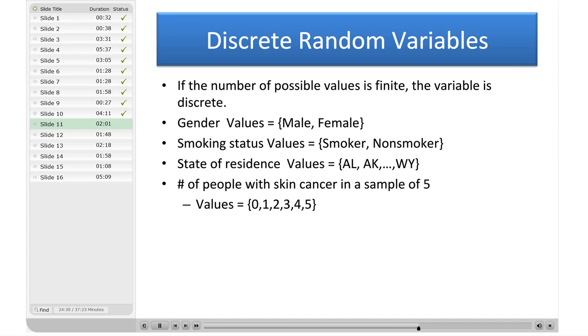You can also have discrete random variables that are actually equal to numbers. So like if you take a sample of size 5, so you randomly select 5 people in New York, say, and you count the number of people in that sample who have skin cancer. Well, that's going to be a number between 0 and 5. And so the possible values of that random variable are 0 to 5. So number of people in the sample with skin cancer is a discrete random variable.